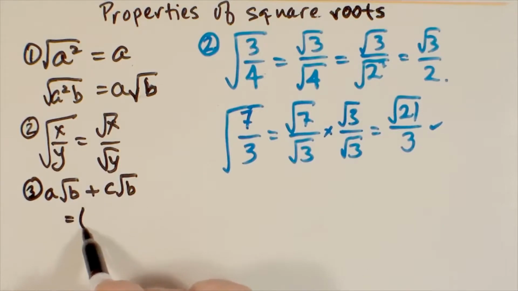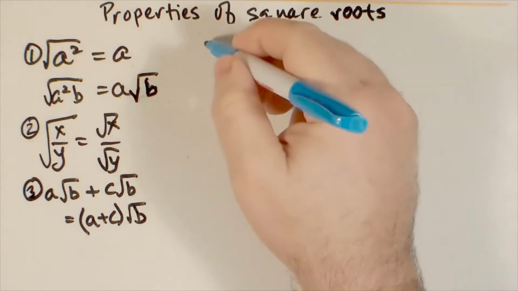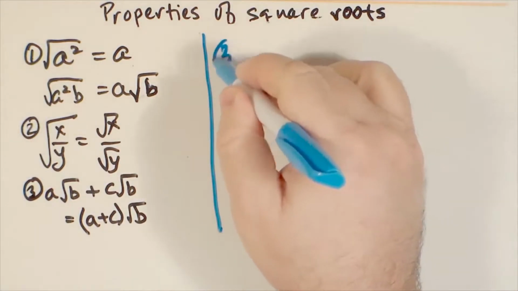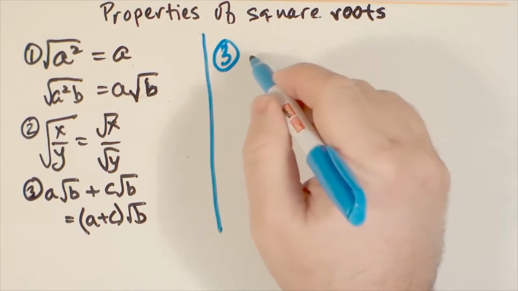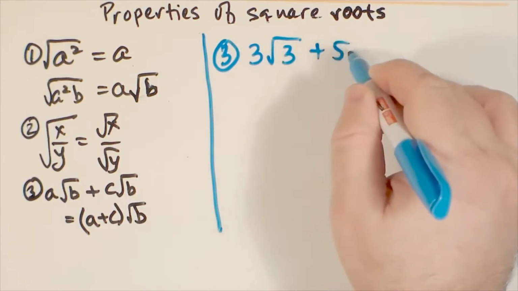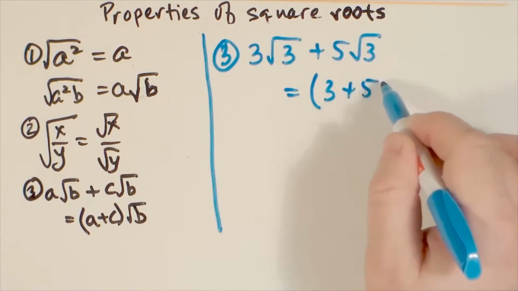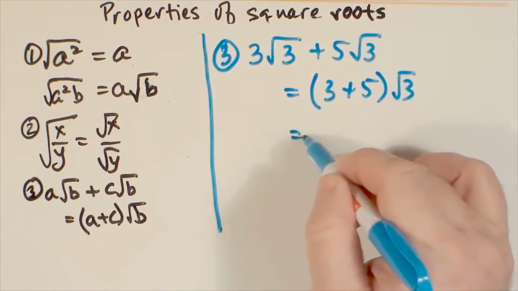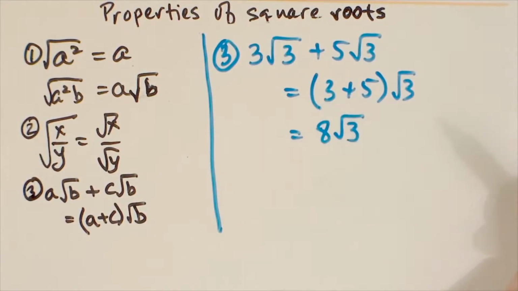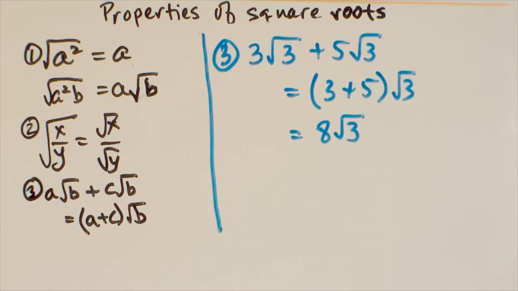Now what about square roots with factors in them? If I have a root b and c root b, I can factor out root b outside of a plus c and just add a and c together. So here's an example. Let's take 3 root 3 and add it to 5 root 3. Intuitively, I just like to show the operation in a very stepwise fashion. Most of you would probably just do this in one step, but we can factor the root 3 out of 3 plus 5. 3 plus 5 is 8, and we end up with 8 root 3.